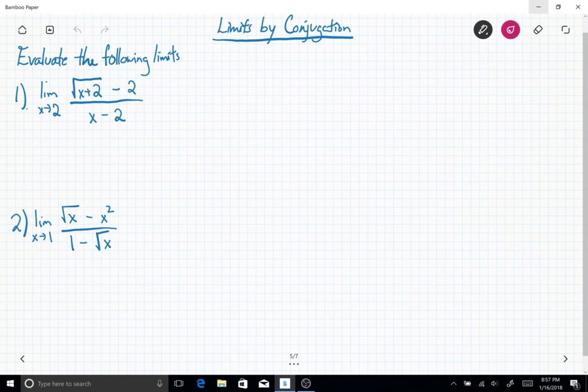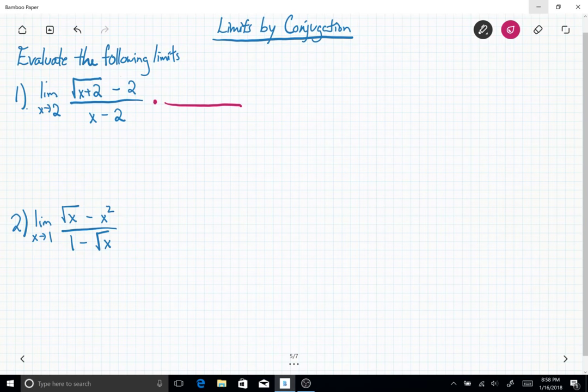So let's say we have the limit as x approaches 2 of square root of x plus 2 minus 2 all over x minus 2. How do we handle this? Well, the fractions make it difficult, I agree, but the square roots really make it difficult, because if it's back to polynomials, all we need to do is just pull out the factors. So the way we handle these are slightly different. We do this thing called conjugation.